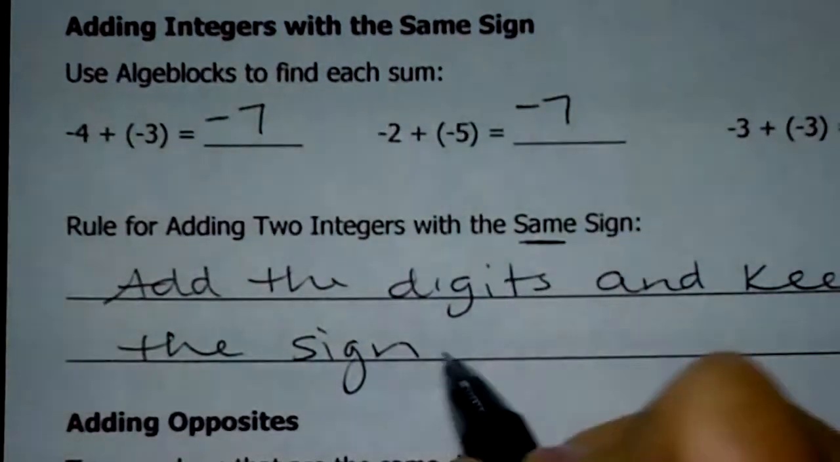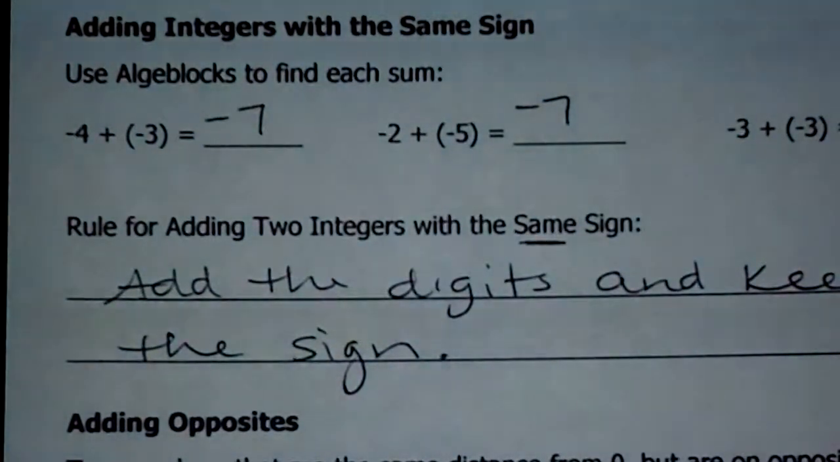That goes for two positive numbers as well. If I gave you 4 plus 3, that's still 7. Nothing has changed about that, I promise.